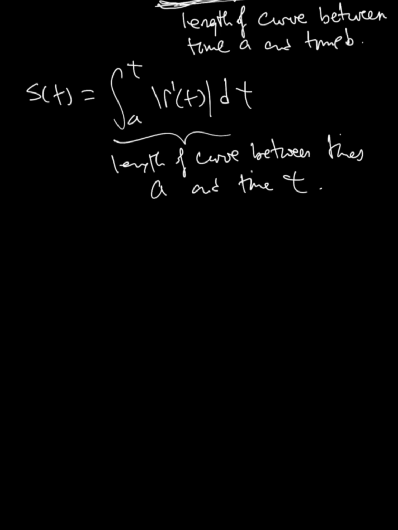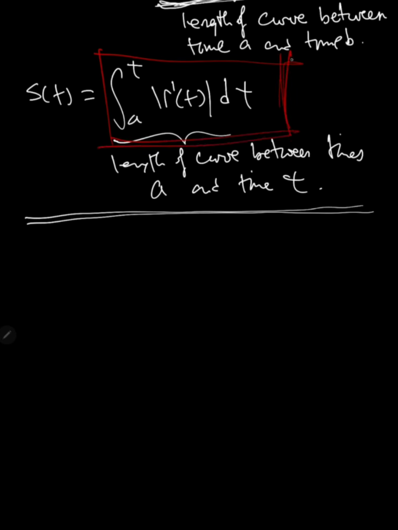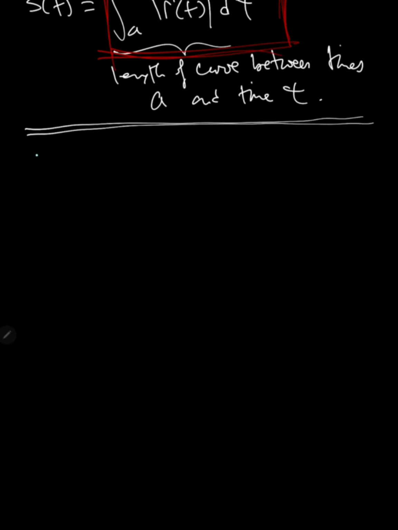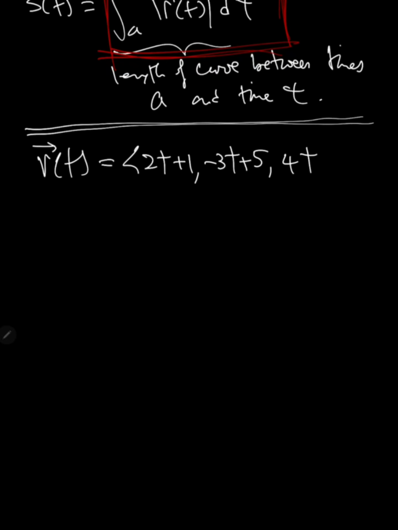All right. So this is going to be a very useful function for us. But before we do anything with it, let me do an example, because I actually want a concrete example of this right-hand side, what it might look like, and then we'll see some interesting things pop out. So let's start with a parametrization. R of t is, let's say, 2t plus 1, minus 3t plus 5, comma, let's say 4t. This is just a parametrization of a line.